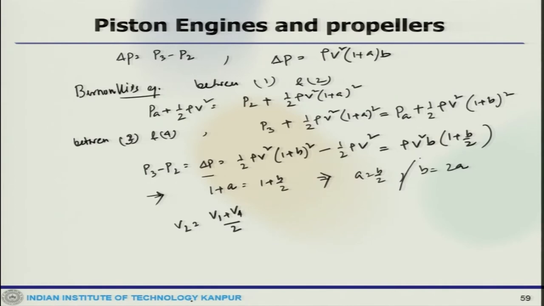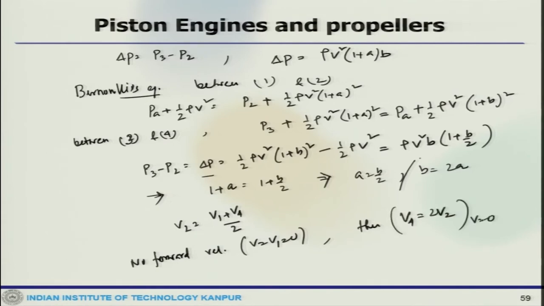Now if you have no forward velocity, or rather zero forward velocity, so V1 equals 0, then V4 equals 2V2 when the forward velocity is 0. So this looks quite simple, but it is an important result. It means that at any speed including 0, one half of the final increase in velocity in the slipstream has already occurred at the rotor itself.